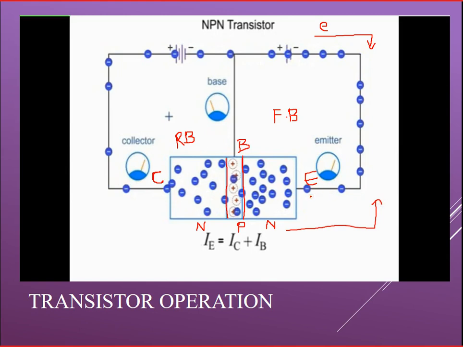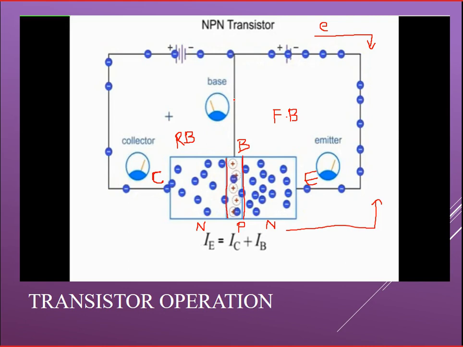So what is the net current? IE. IE is nothing but the combination of the current from the base and the current from the collector. That's why I represent IE = IC + IB. IE represents the emitter current, which equals the collector current plus your base current. The base current is very small, so sometimes I will neglect the base current also. Why? Because the electron flow is very small compared to your collector current.